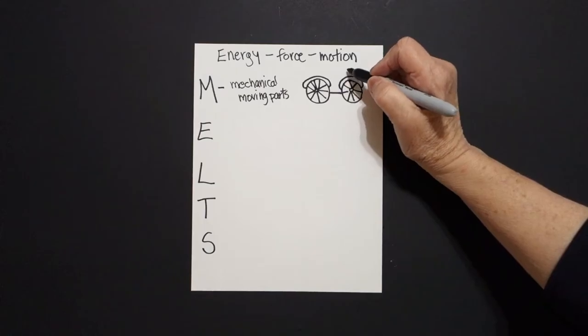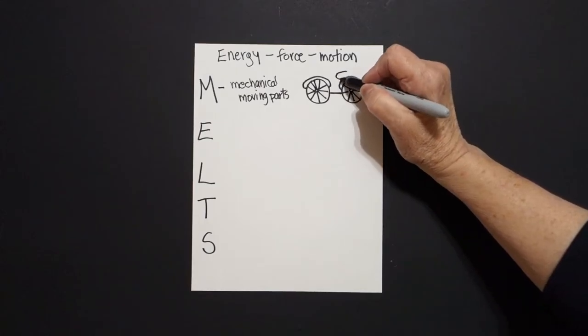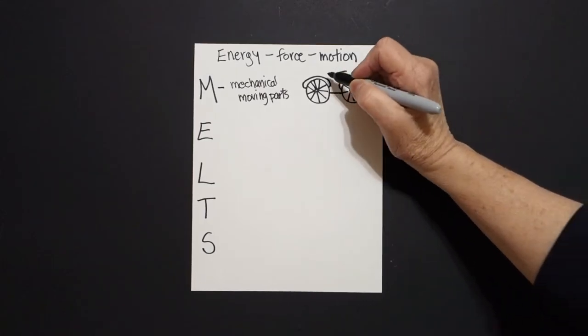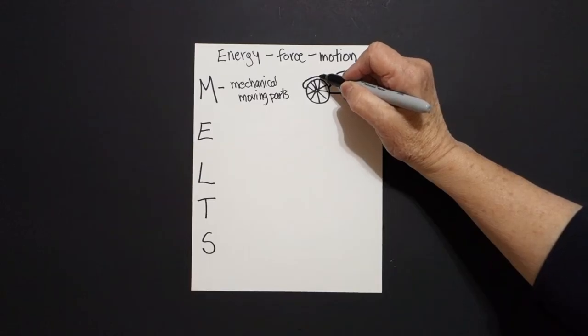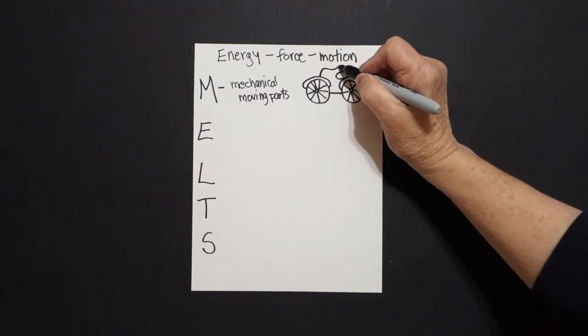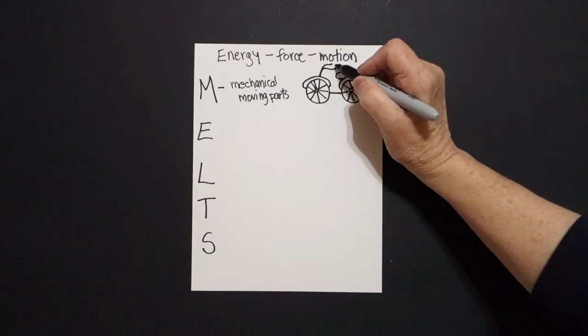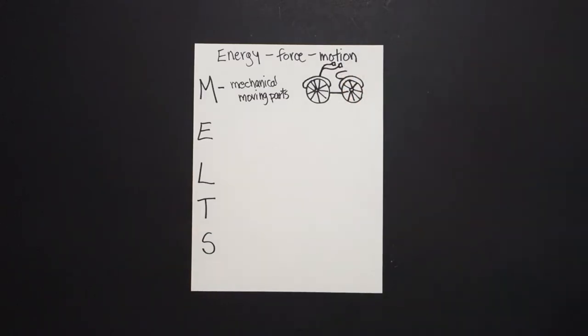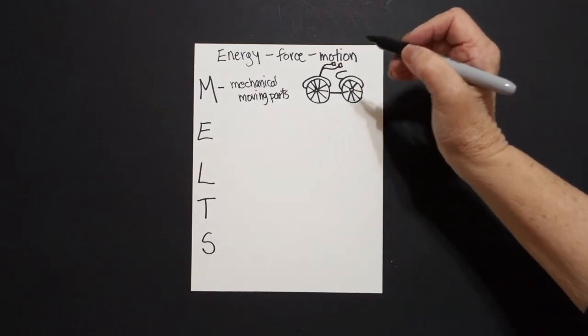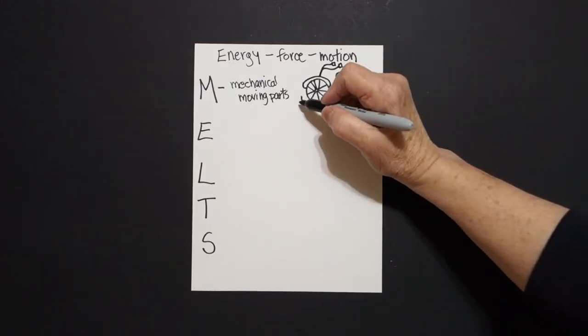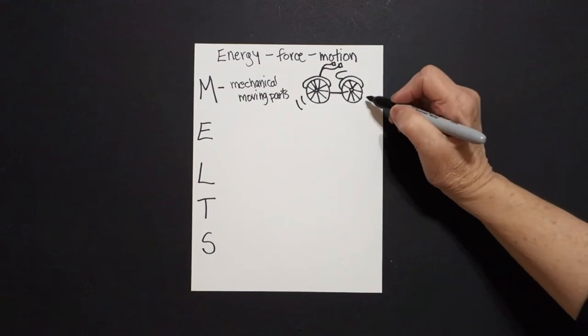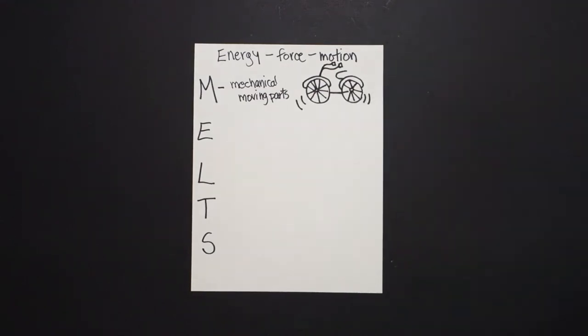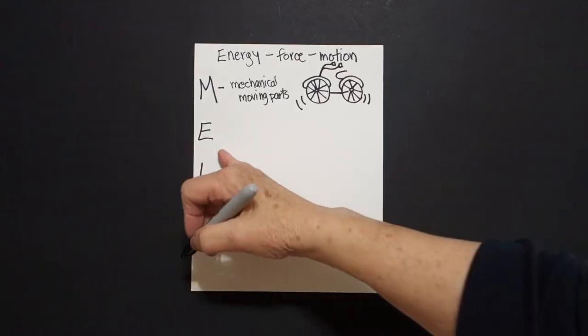Come up here on the right and let's just draw a curve line out in. Come over here on the left. We're just going to go straight line, curve line up, curve line up. Little rectangle, little rectangle. The mechanical moving parts on a bicycle, and we're going to show those with animation lines, is a form of energy. Next, E.